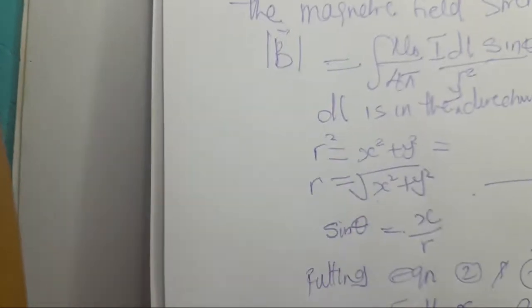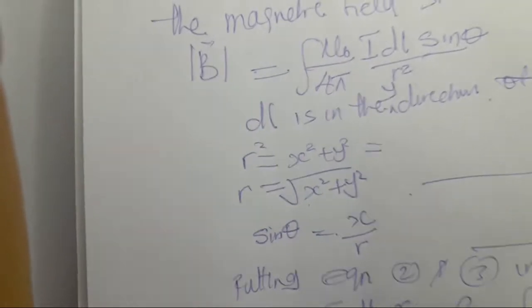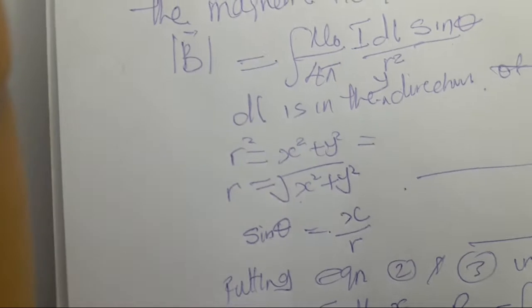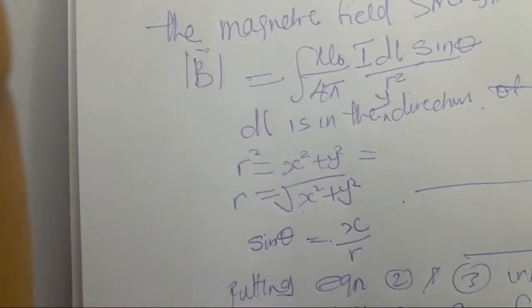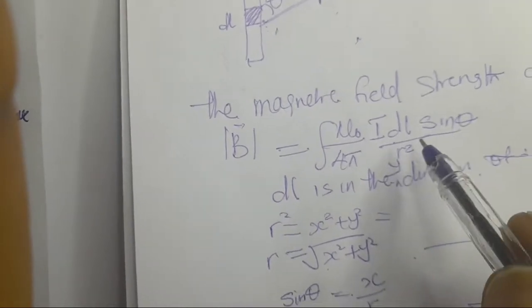So our B here is supposed to be the integral of mu naught over 4 pi, I dL, x all over r cubed. Why? Because it's supposed to be all over r squared, and the r comes down from x over r, so that r makes this one cubed. Okay, so let's progress. I'm going to push this away and bring the next one in.